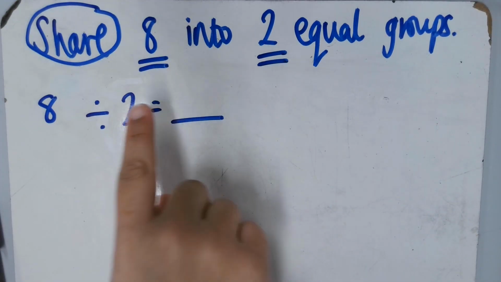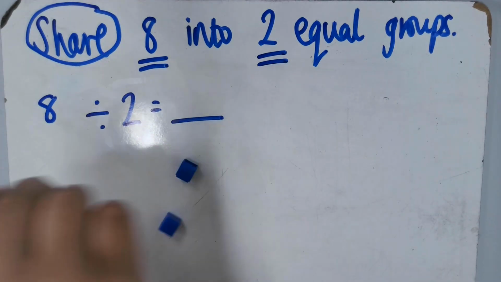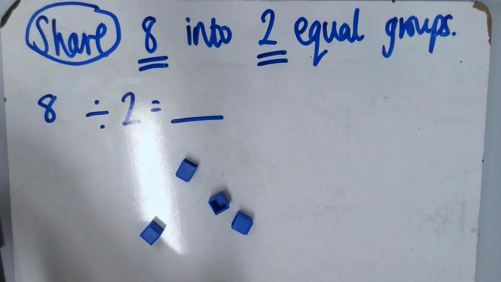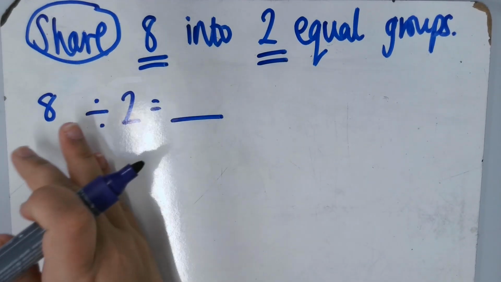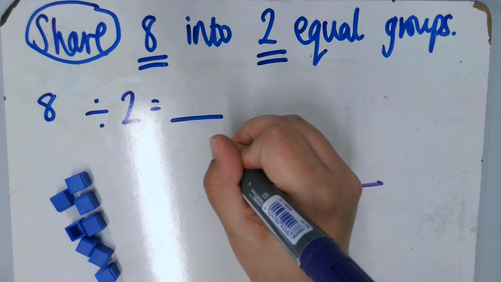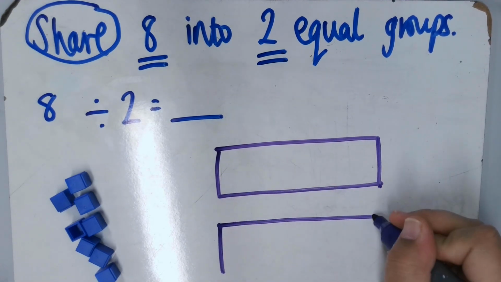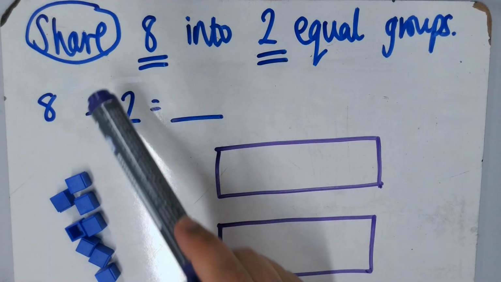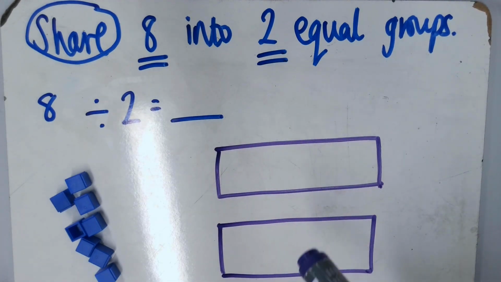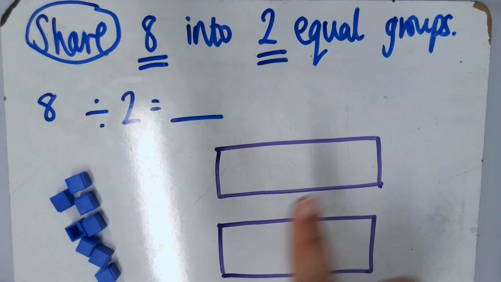First, I need to get my whole ready. That's 8, 1, 2, 3, 4, 5, 6, 7, 8. Okay, I've got my whole and I want to share this into 2 equal groups. I'm going to do this by forming an array. I'm going to draw my 2 groups, 1 and 2, and I'm going to start sharing out my 8. Remember, if I'm sharing out and I'm looking for the value of each group, I need to go one by one to ensure that I'm sharing equally.